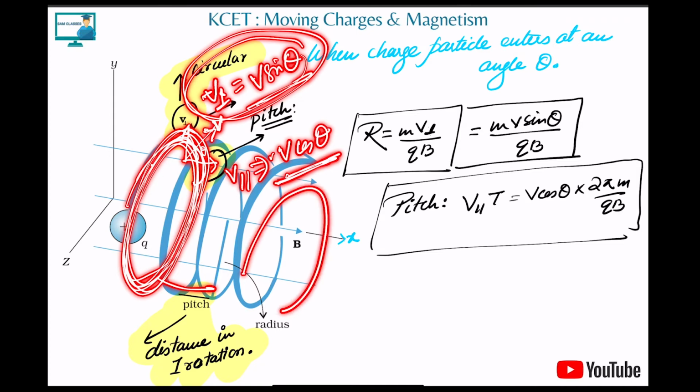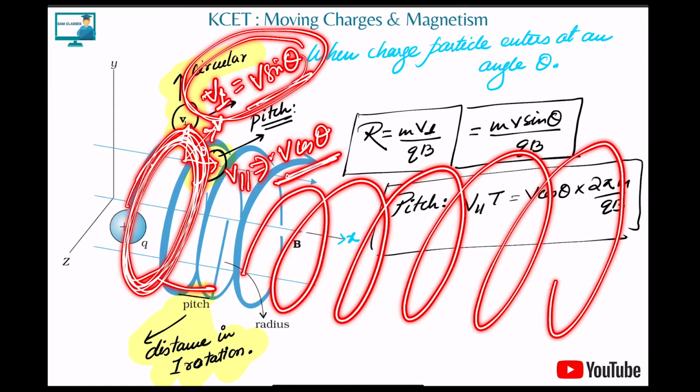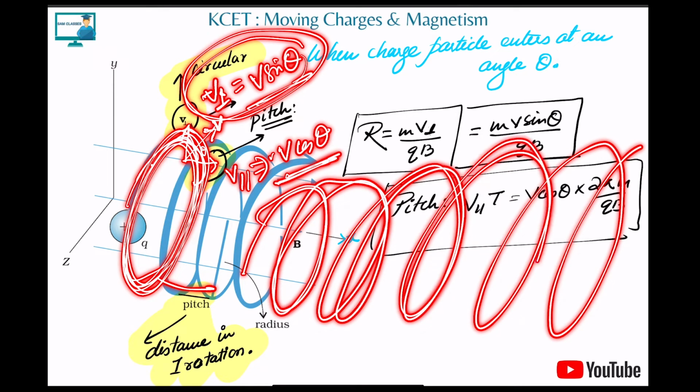So it will move a circle, it will push. So what can you see? We can see a helical path. A bit of circular motion and then movement, circular motion, movement, circular motion, movement. Why? Because we have two components of velocity.